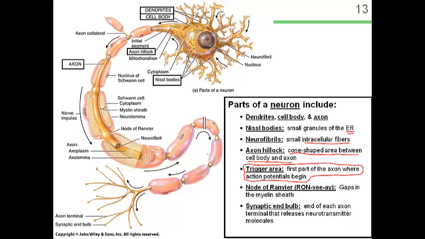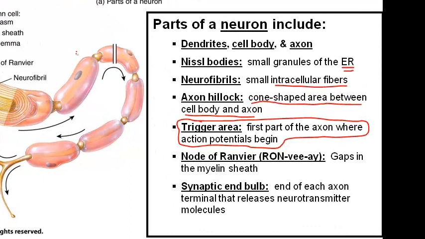Notice we can also see here that there are Schwann cells surrounding the axon. So these are the little nuclei of the Schwann cells. Underneath the Schwann cell is going to be the myelin sheaths. So we see the myelin sheaths between the Schwann cell and the axon.